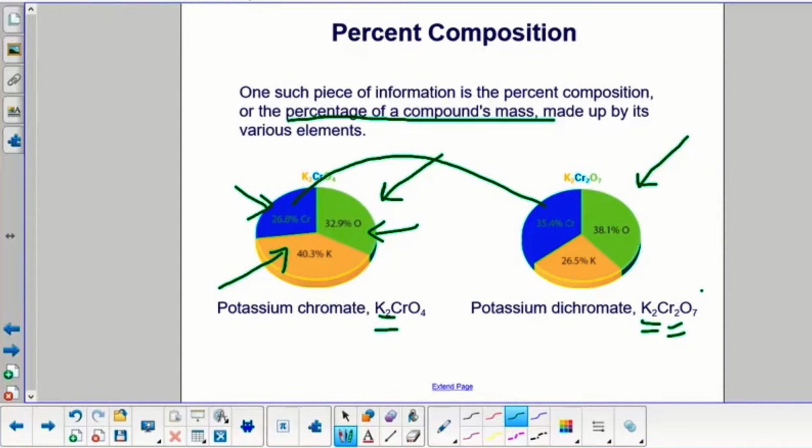Oxygen should also go up, and it does. Only by 6% though, even though we've added 3 oxygens. Of course, oxygen's lighter than these other elements, perhaps.